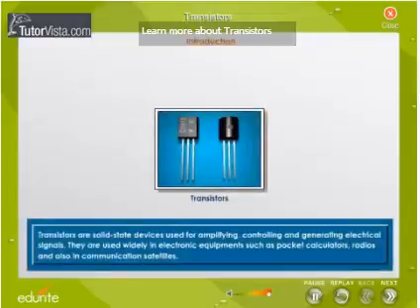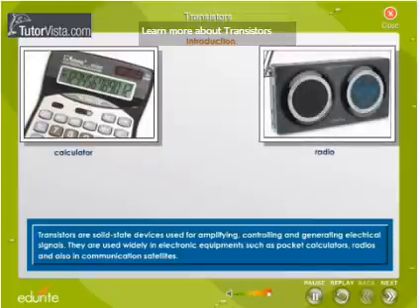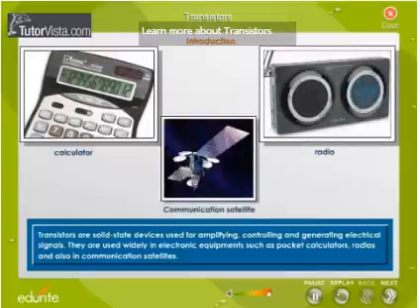Transistors are solid-state devices used for amplifying, controlling, and generating electrical signals. They are used widely in electronic equipment such as pocket calculators, radios, and also in communication satellites.